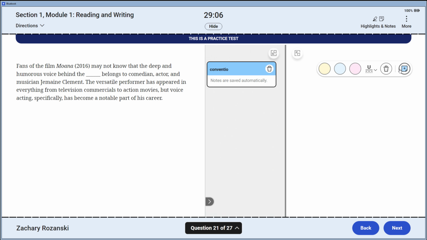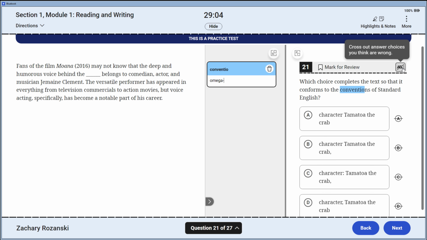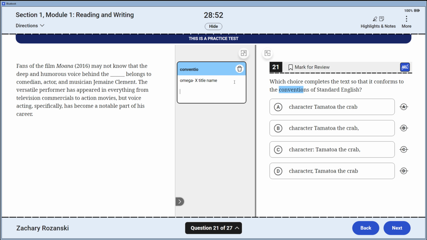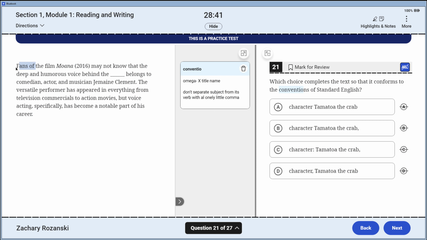So bizarre. Conventions, the omega consideration is going to pop for this one in terms of X, name, title, name rather. Now, unfortunately, there is the X chillin'. The determiner is right there. So I'm just going to default to a bread and butter: don't separate a subject from its verb with a lonely little comma. So I'm going to see if anything does that. Sure, I have a verb here and a subject up here, but I've got this belongs. As I ask myself, what's the subject of belongs? I've got this deep and humorous voice.